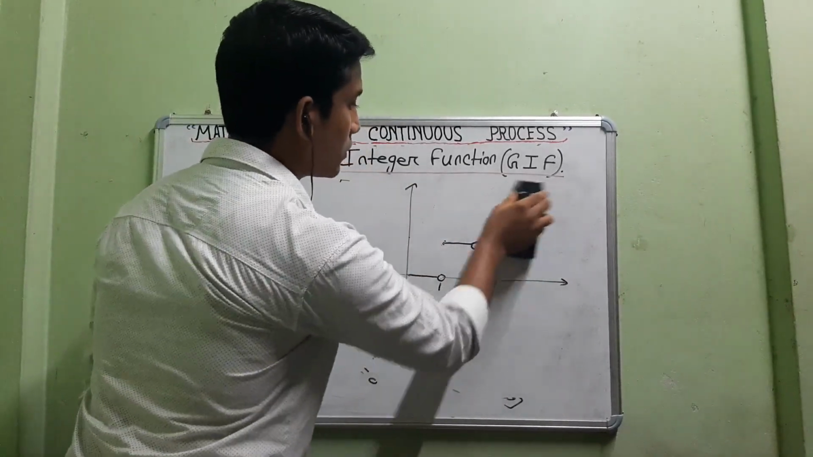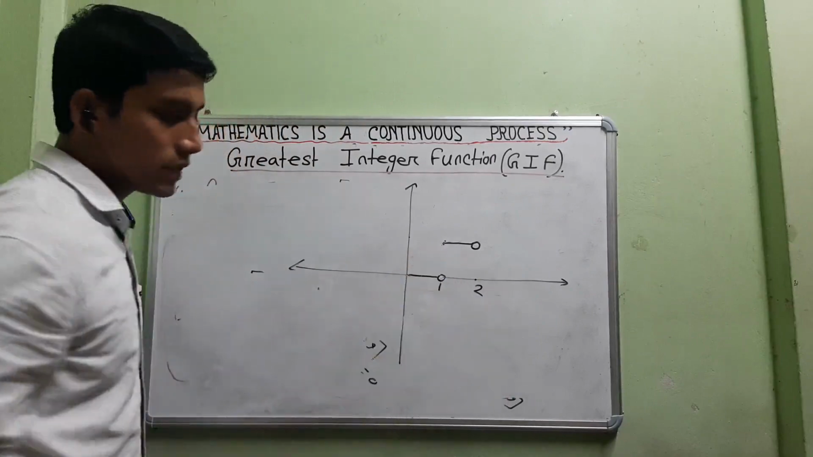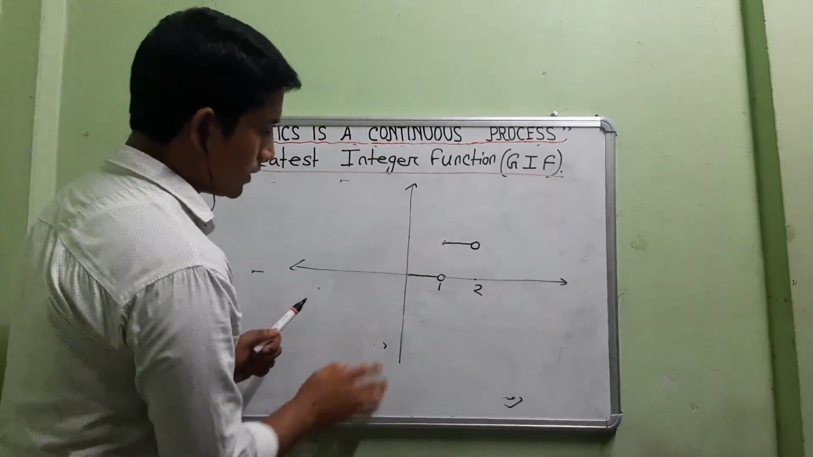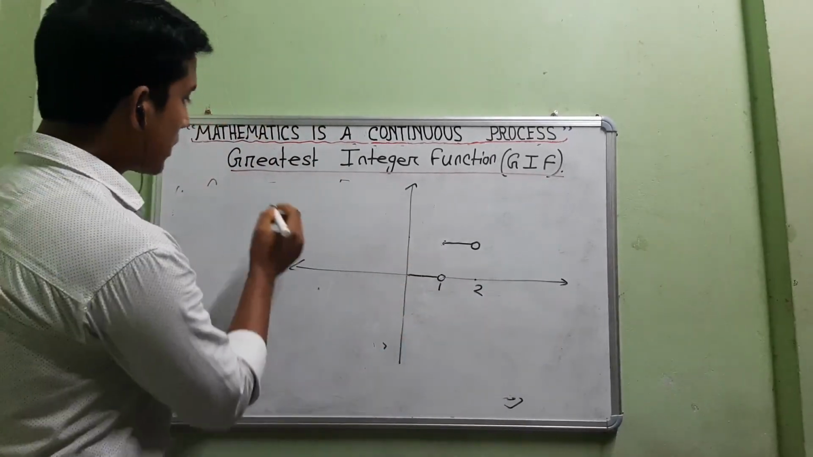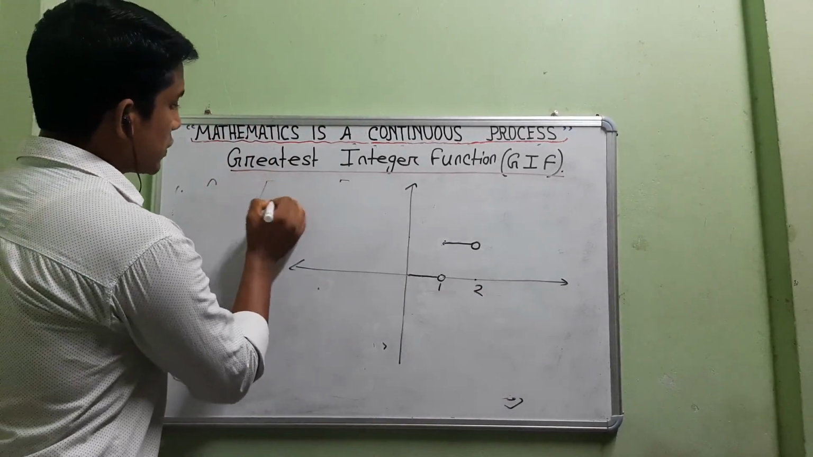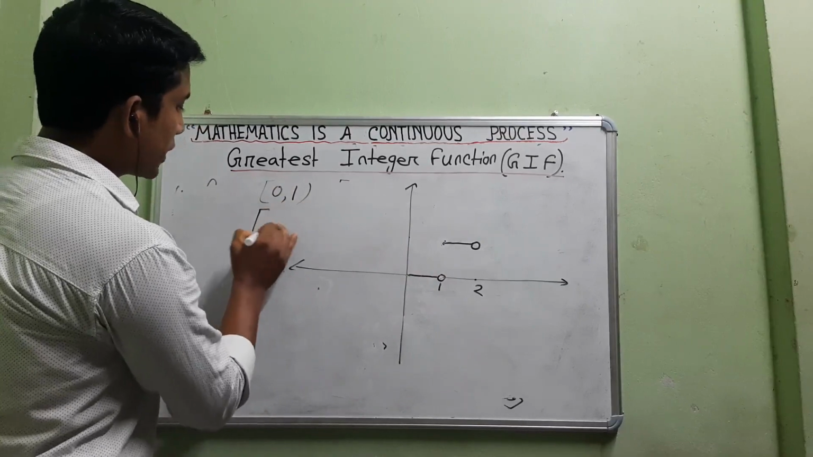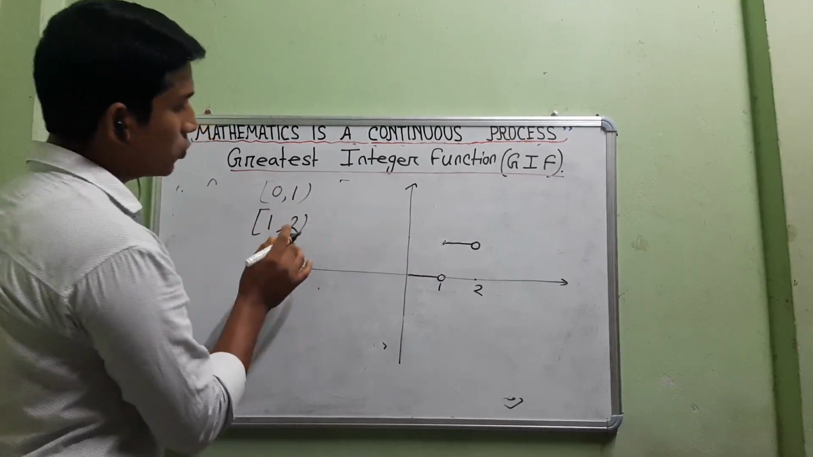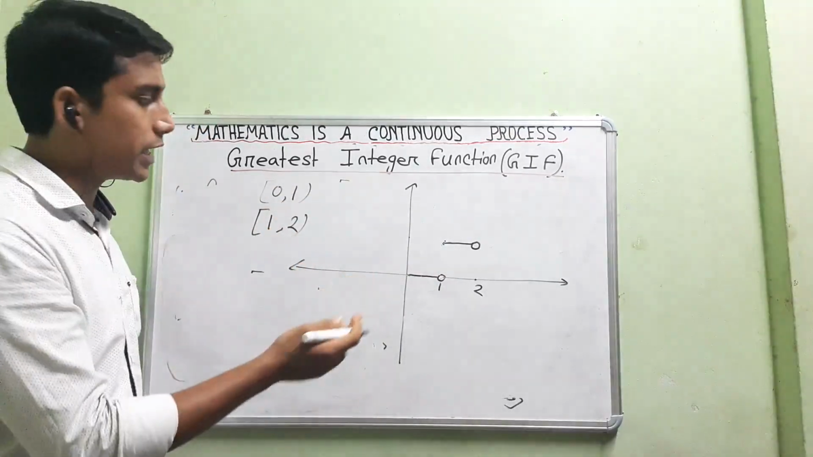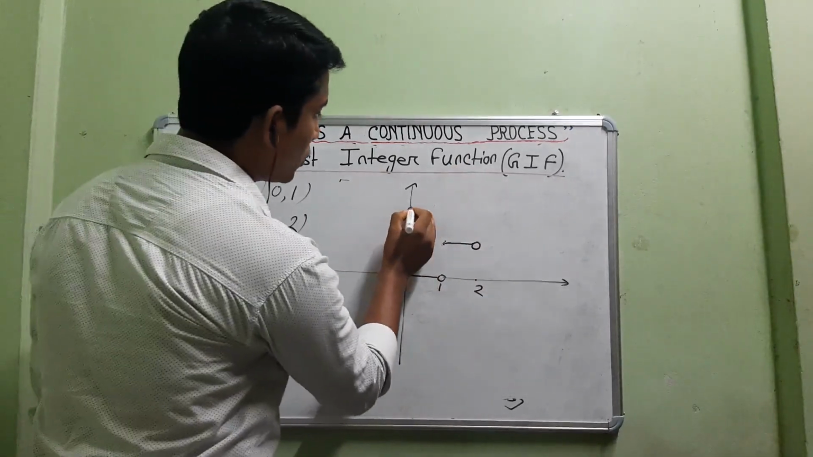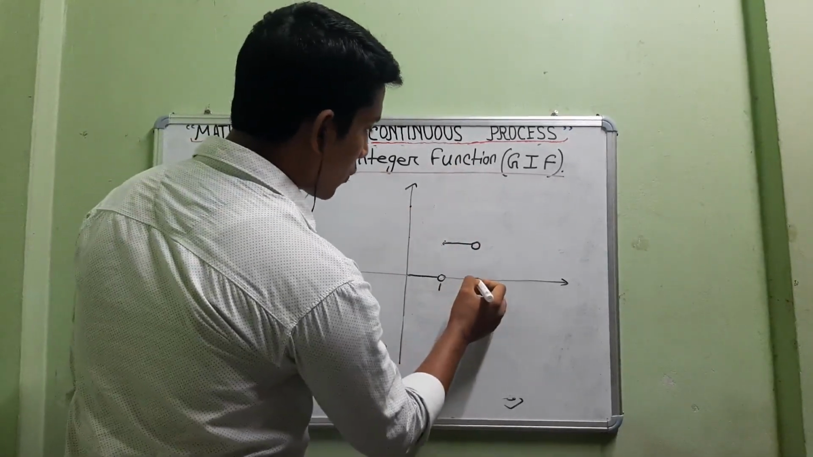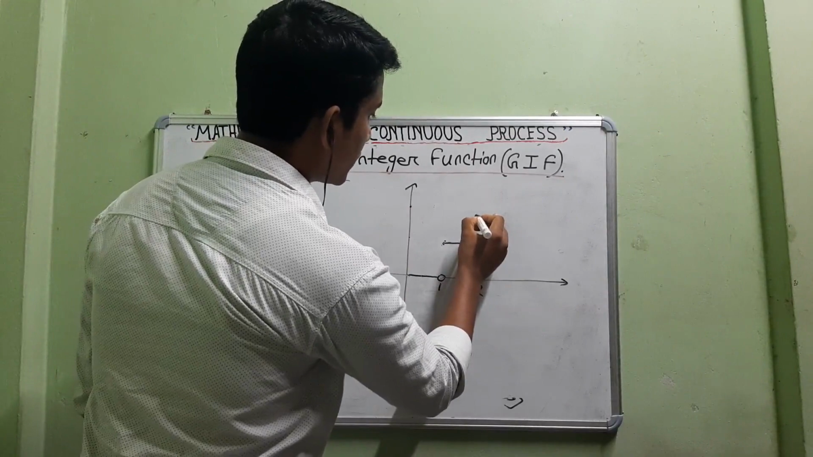So this is at the point 0. This is from the point starting from 0 to 1. This is the first part. Then I have taken starting from 1 before 2, because at the point 2 the value will change. At the point 2 the value will give you 2. So this is the 2.